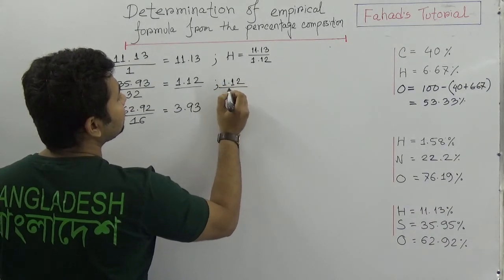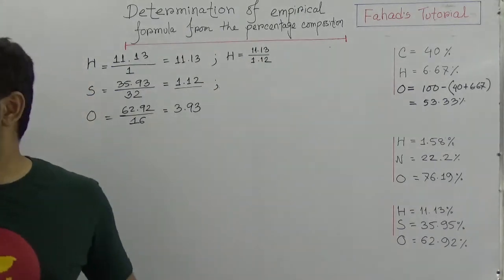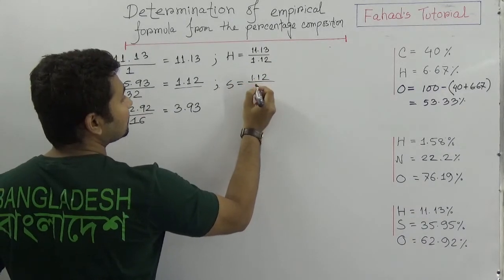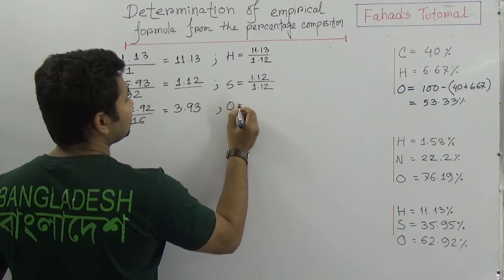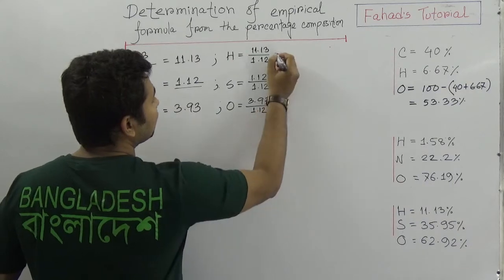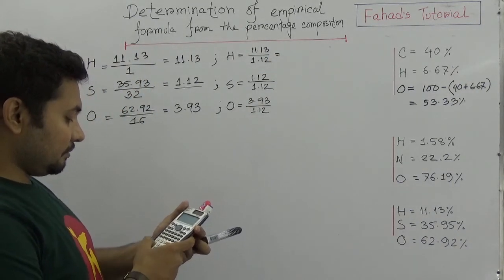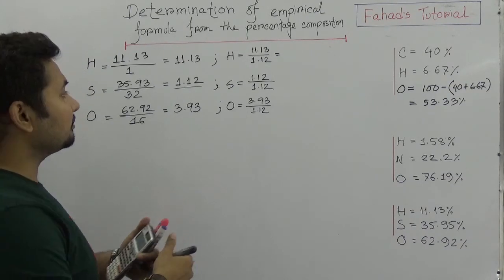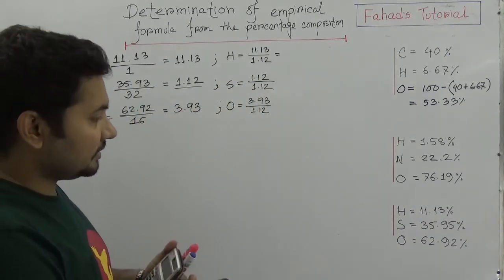1.12 divided by, sorry, this should be the sulfur. Sulfur is given. So sulfur is 1.12 divided by 1.12, and again oxygen is 3.93 divided by 1.12. Now you think 11.13 divided by 1.12, which is actually 9.93. So if I am not wrong, I need to see it again.